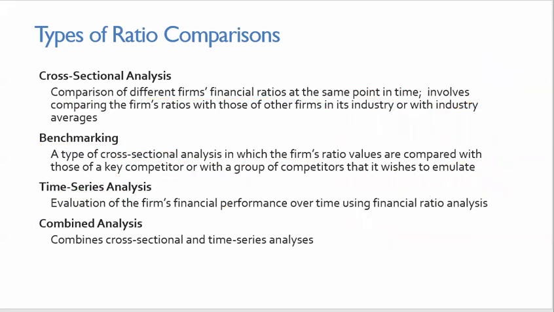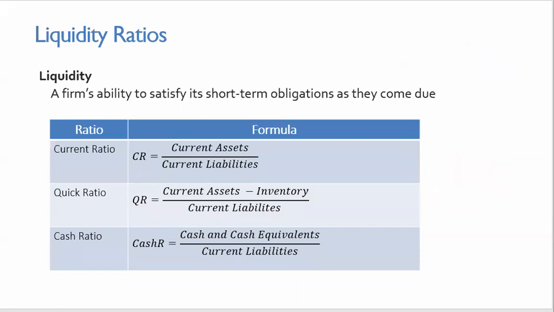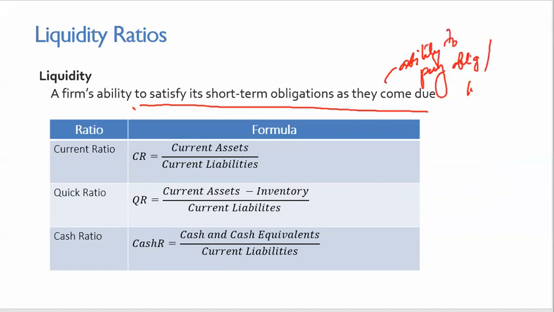Let's look at the different kinds of ratios. One is the liquidity ratio. When we talk about liquidity, we are referring to the firm's ability to satisfy its short-term obligations as they come due. Ability to pay obligations or liabilities. What are the key ratios related to liquidity? They are the current ratio, quick ratio, and cash ratio.